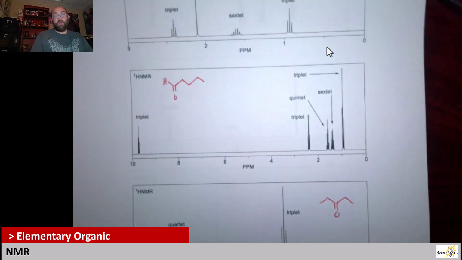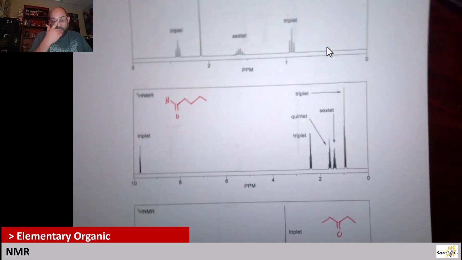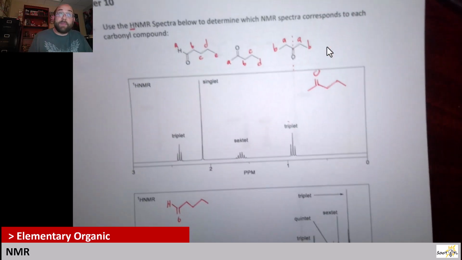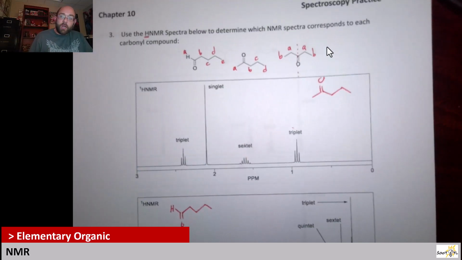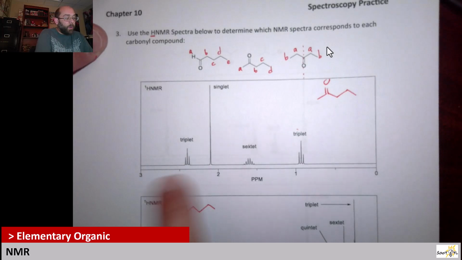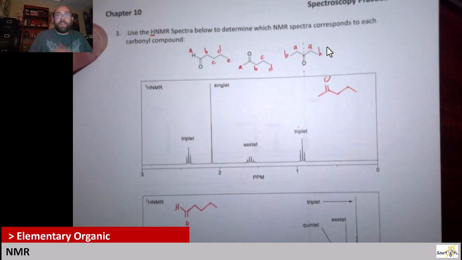Now with that in mind, that was very easy, and sometimes it can be that easy. But just in case it's not that easy for you in the future, I wanted to break down what each one of these signals is and why they look the way they do, so I don't just identify the molecule.